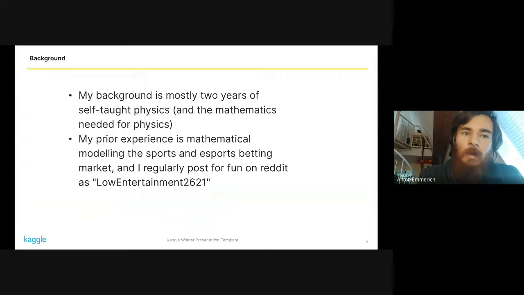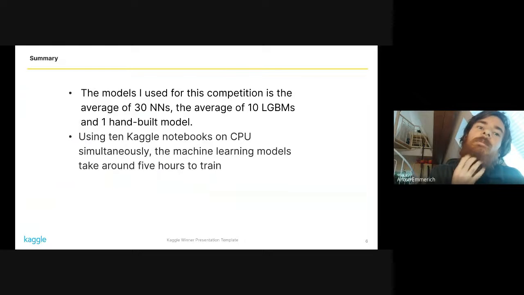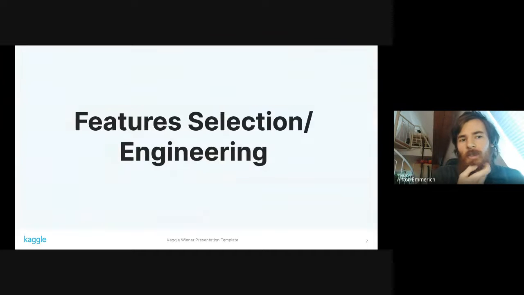Now to the summary. So the next slide, please. A very quick summary. I basically just assembled a bunch of machine learning models together, and I will talk about this more later. The time to train, using Kaggle notebooks simultaneously on CPU, is around 5 hours. So that's just a quick summary of it. We will talk about it later. So to the next slide, the feature selection.